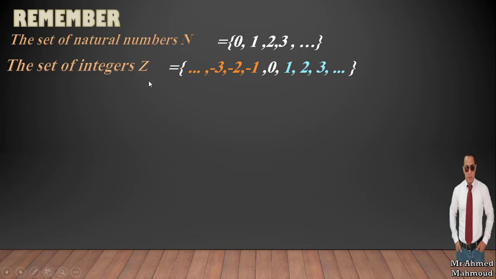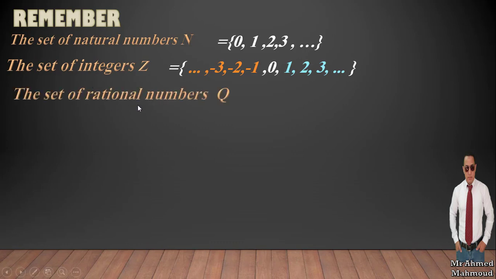The natural numbers and the integers included only the whole numbers. So if we have, for example, 0.5, it's not included inside Z. And if we have, for example, 1.2, also not included in Z. They include only the whole numbers. Now we need to know the meaning of rational numbers.